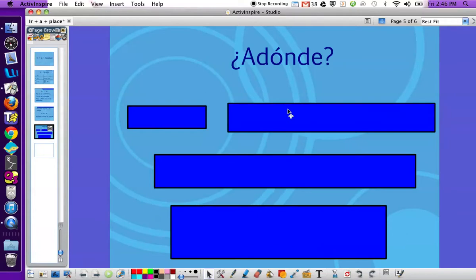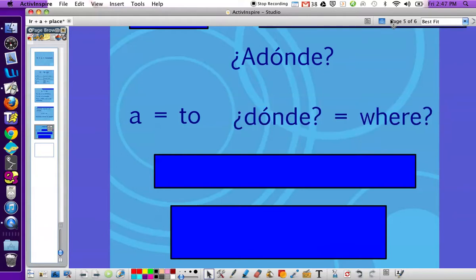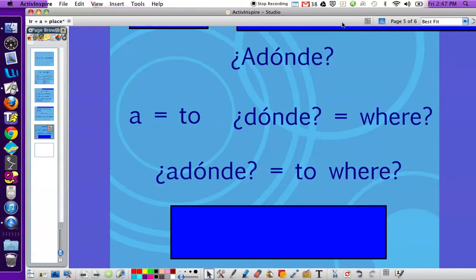¿A dónde? ¿A dónde is two words put together, a and dónde. Think about what I told you a means. If you said it means to, you are absolutely right. Think back. You've learned dónde before. What does dónde mean? Dónde means where. So a dónde means to where. And it is the only where question word we can use with ir.